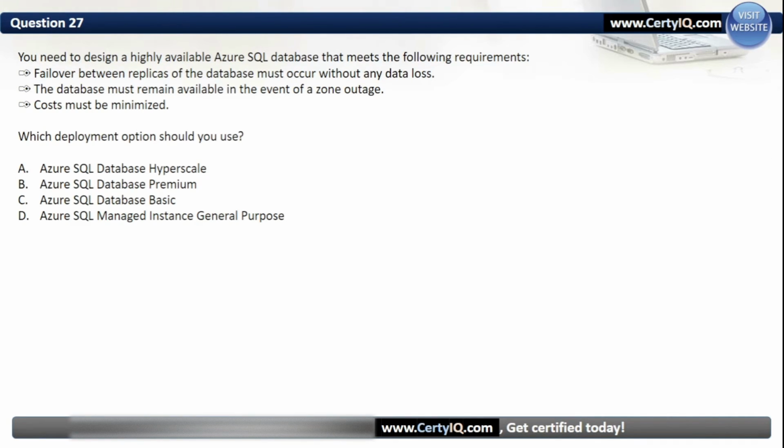Question 27. You need to design a highly available Azure SQL database that meets the following requirements. Failover between replicas of the database must occur without any data loss. The database must remain available in the event of a zone outage. Costs must be minimized. Which deployment option should you use?